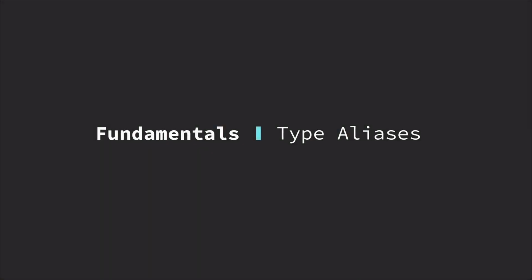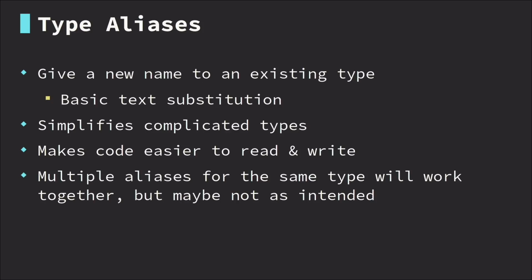In this video, I'll be explaining type aliases. Type aliases allow you to rename existing types. As just mentioned, type aliases allow you to give a new name to an existing type. Type aliases are just basic text substitution that must follow the syntax of a type signature. Type aliases simplify complicated type signatures, which makes code easier to read and to write.